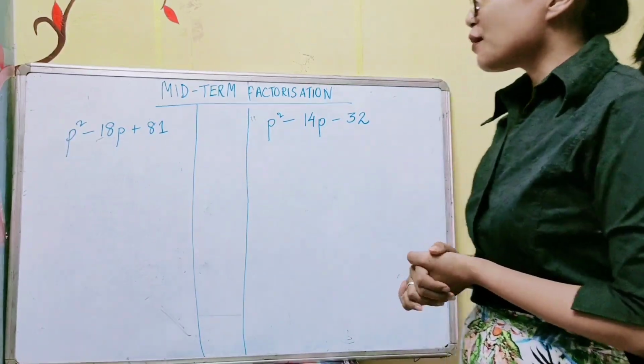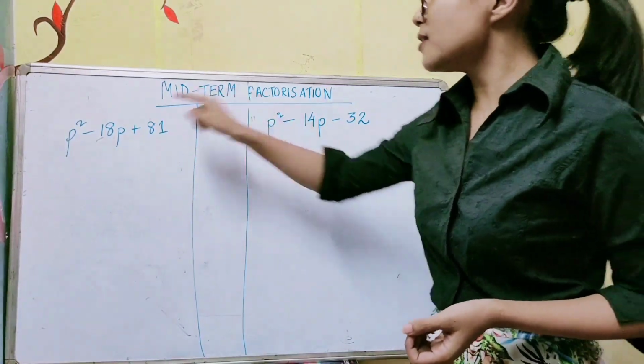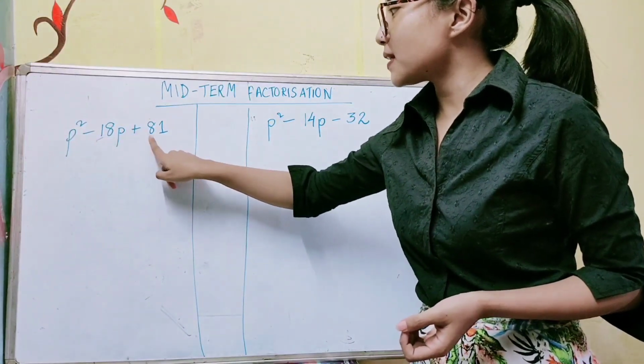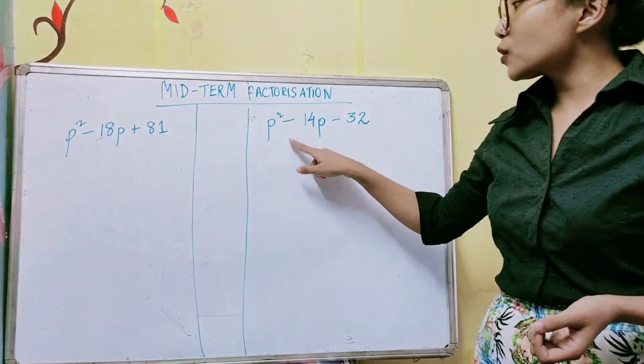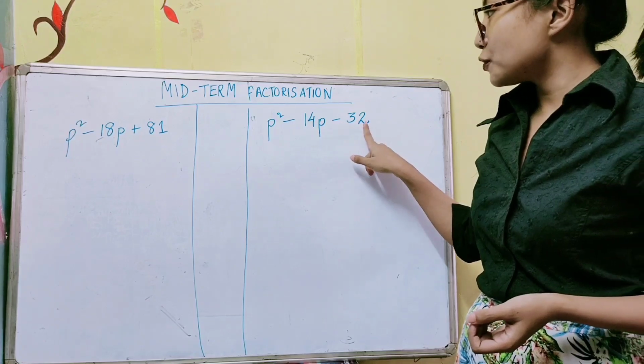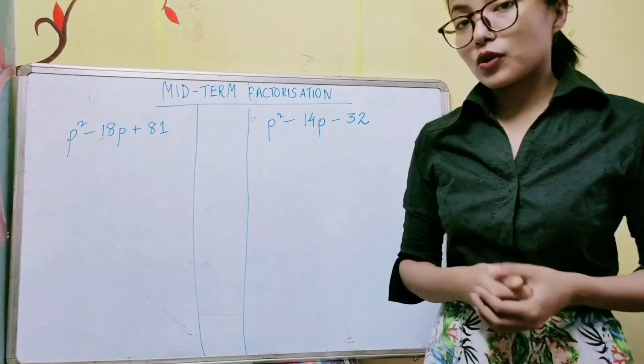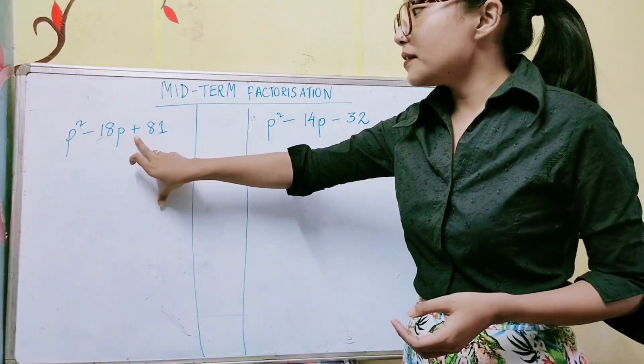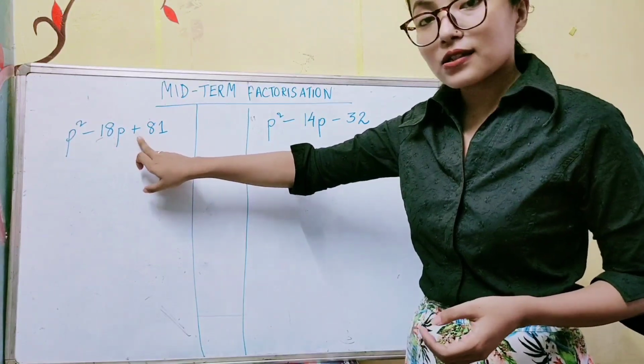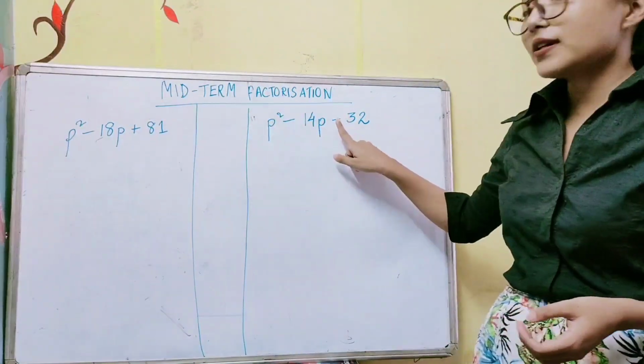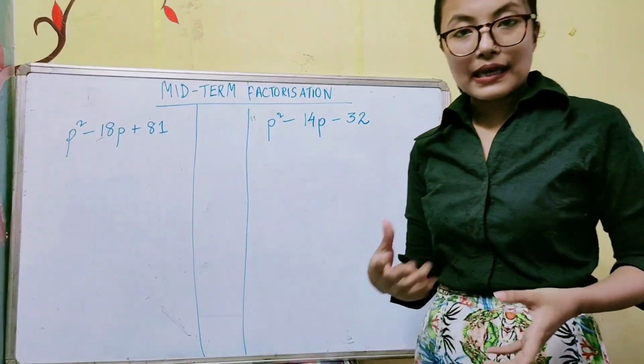Okay, so I have taken two examples here. One is p square minus 18p plus 81, and the other one is p square minus 14p minus 32. So we are considering two different situations here: one where there is a positive sign before the last constant term, and one where there is a negative sign. Why? We will discuss that one by one.